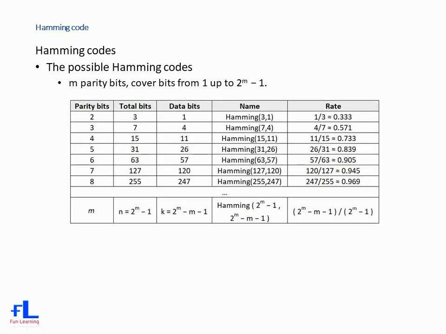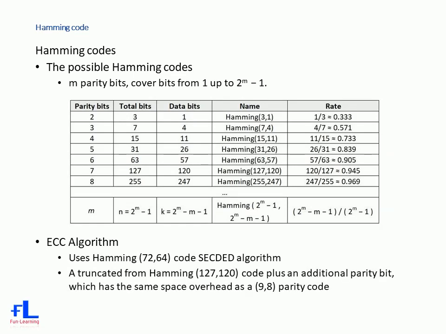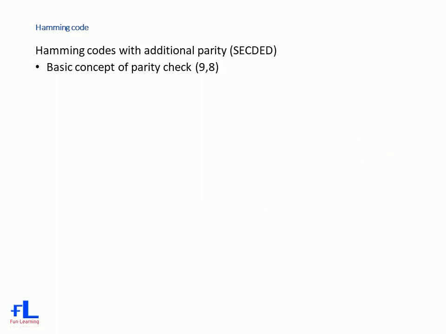From the m parity bits covering bits from 1 up to 2 to the power m minus 1, the possible Hamming codes are listed in the table. The ECC algorithm uses the Hamming 72/64 code SEC-DED algorithm. It is truncated from the Hamming 127/120 code, plus an additional parity bit, which has the same space overhead as a 9/8 parity code. Hamming codes with additional parity make it SEC-DED.